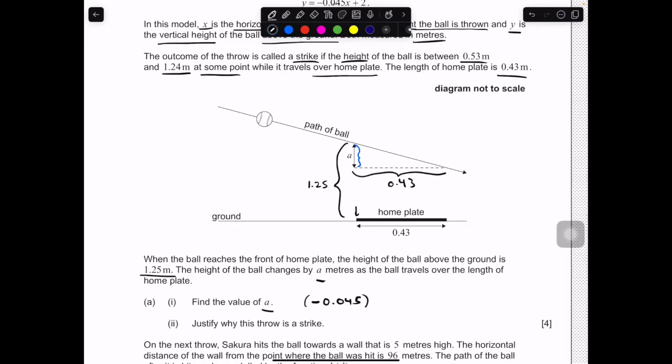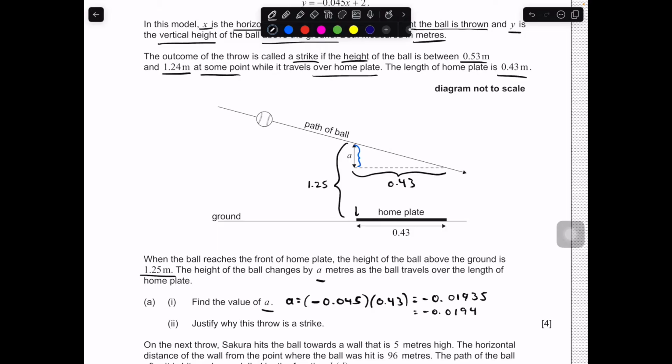What this is saying is we go down by 0.045 meters for every whole meter. But we haven't traveled the whole meter. We've just traveled 0.43 meters. And so in that case, the value of A, this total change in vertical height, is just going to be negative 0.045 times 0.43, or negative 0.01935. To 3 sig figs, negative 0.0194.